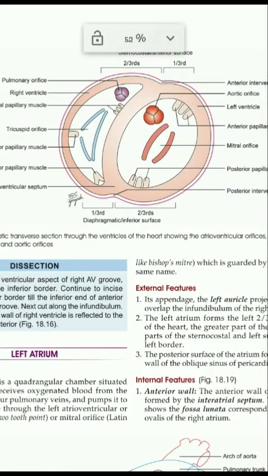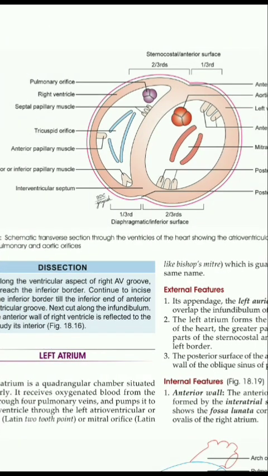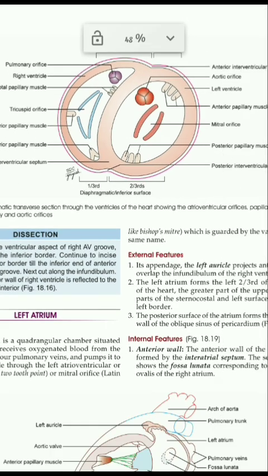If we see a transverse section of our heart, we see that the sternocostal or anterior surface is medial 2/3 and lateral 1/3. So here we see the pulmonary orifice, that is our aortic orifice, and pulmonary orifice. We see here the tricuspid orifice, that is our mitral orifice or bicuspid orifice.